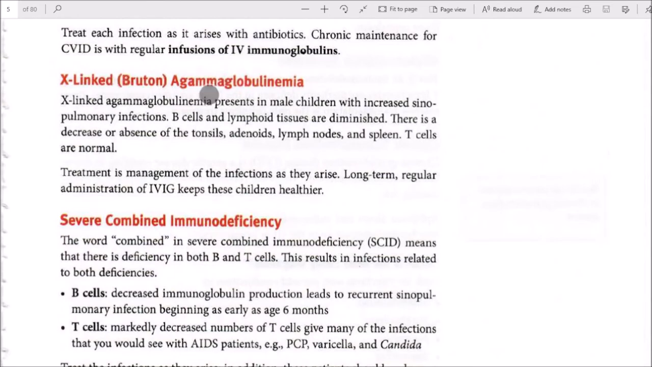X-linked Bruton agammaglobulinemia. X-linked agammaglobulinemia presents in male children with increased sinopulmonary infections. B cells and lymphoid tissues are diminished. There is a decrease or absence of the tonsils, adenoids, lymph nodes, and spleen. T cells are normal. Treat and manage the infections as they arise. Long-term regular administration of intravenous immunoglobulin keeps these children healthier.